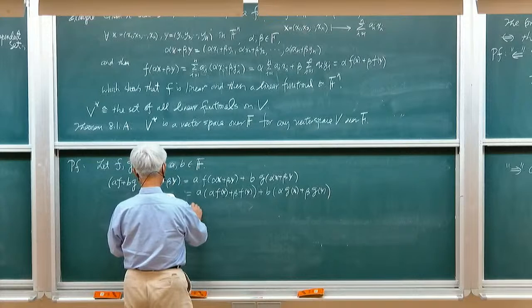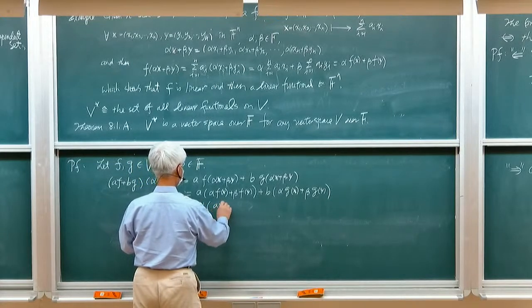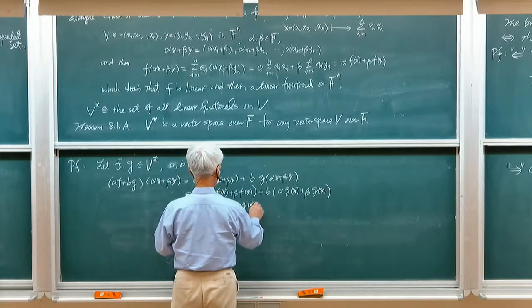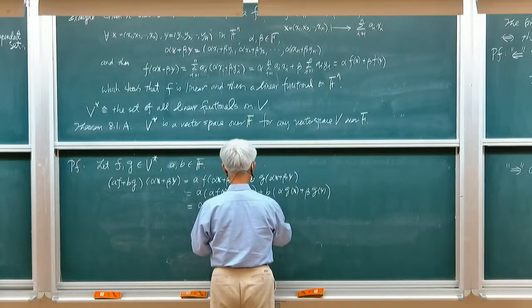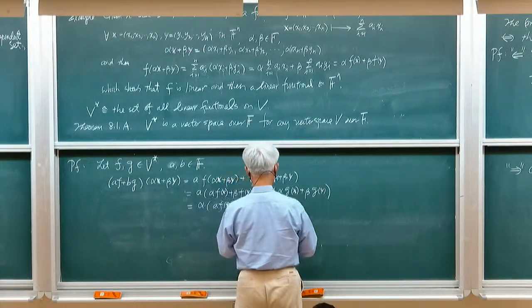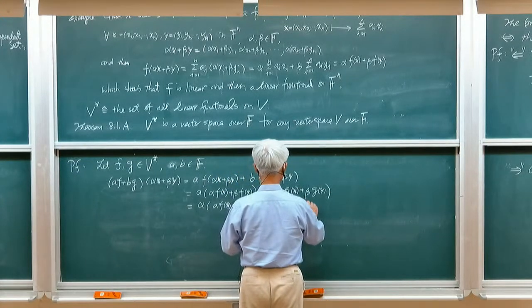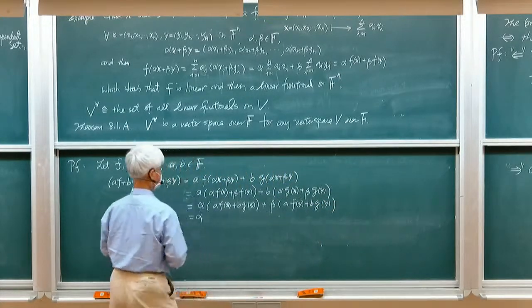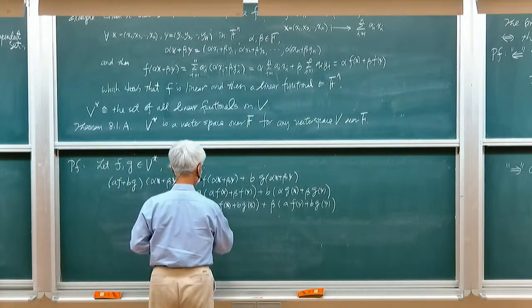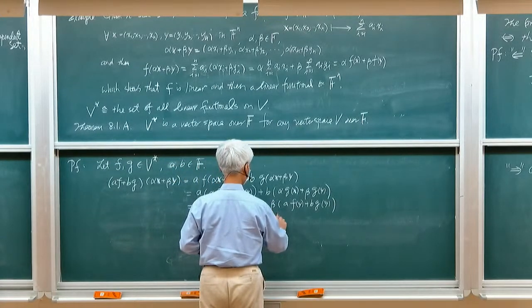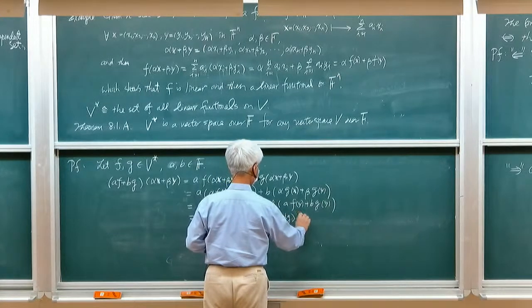All right, and we regroup the things. This is a f of x plus b g of x, plus beta times a f of y plus b g of y together. All right, and then by definition, this is (af plus bg) of x plus beta times (af plus bg) of y.